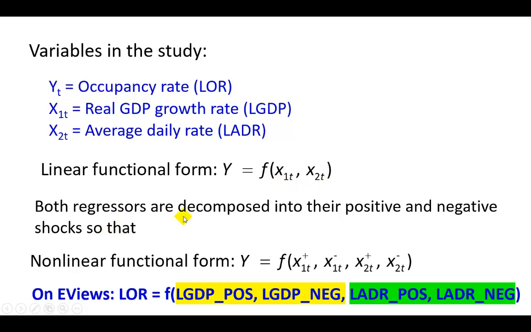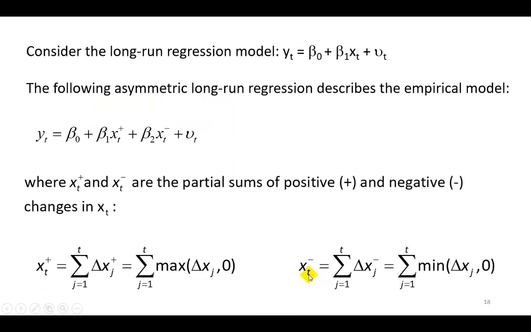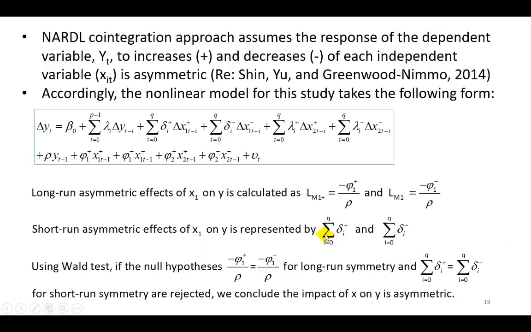However, both of these regressors are going to be decomposed into their positive and negative shocks, and therefore the nonlinear functional form would be as represented right here. On EViews, it's actually shown in this manner, with POS for positive and NEG for negative. Not to forget, the x positive and the x negative are the partial sums of positive and negative changes in xt, determined as I explained in the preceding video.